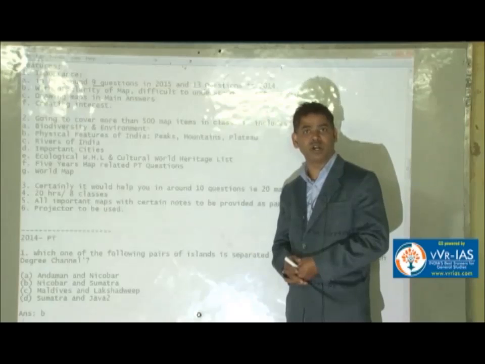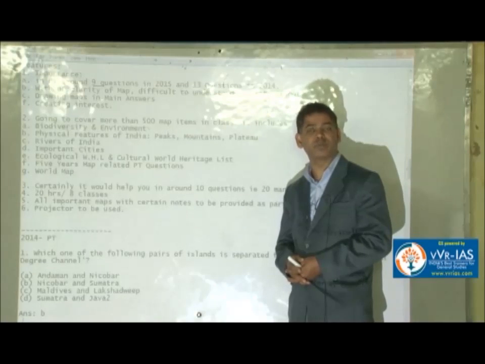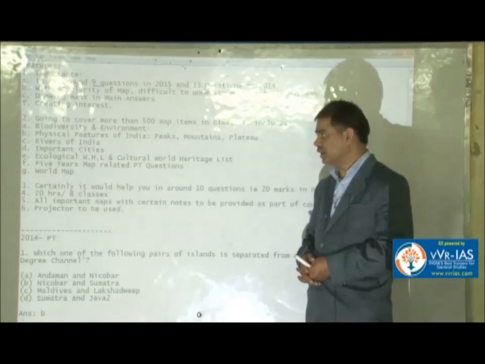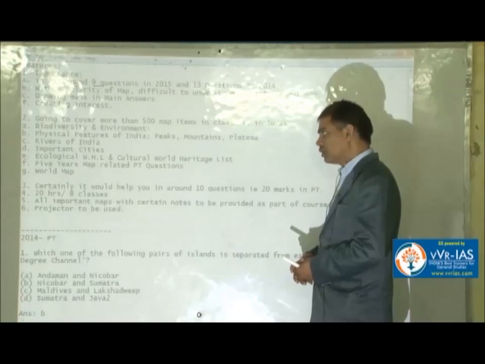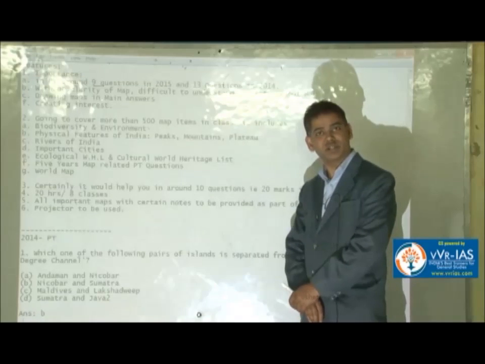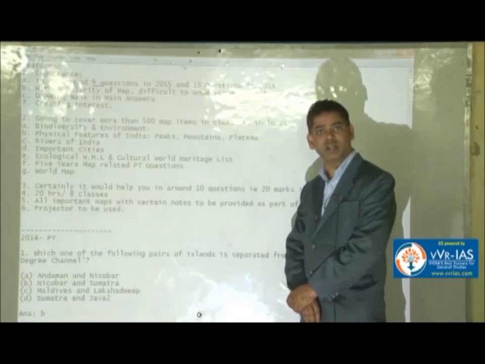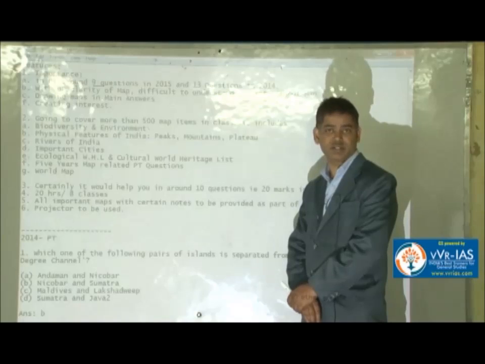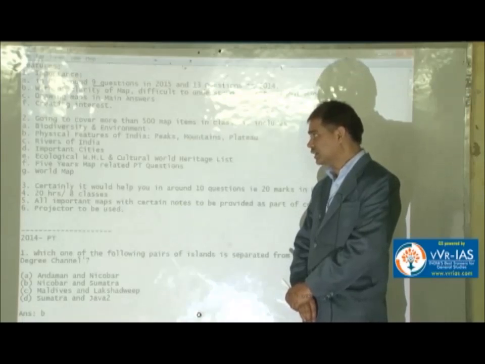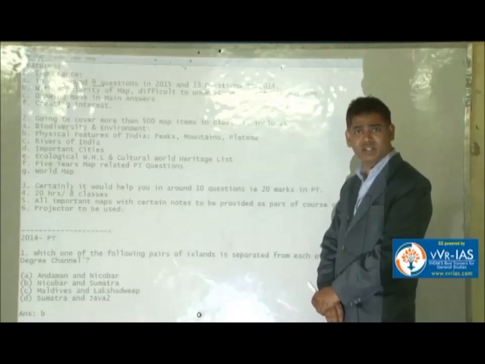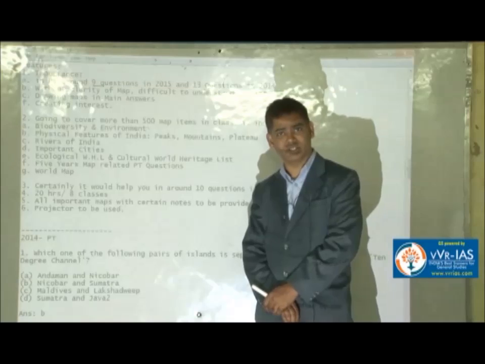There are two kinds of World Heritage List by UNESCO. Number one is the natural, the ecological World Heritage List. Number two is the cultural World Heritage List. If I say Red Fort of India, then it is a cultural World Heritage site. If I say Taj Mahal of Agra, it is also a cultural World Heritage site. But if I say Nanda Devi National Park, then it is an ecological World Heritage site.